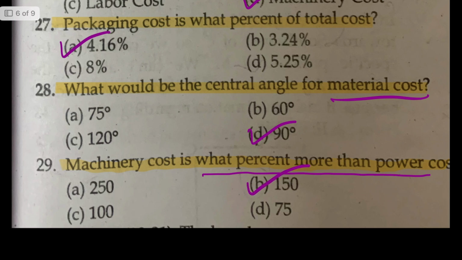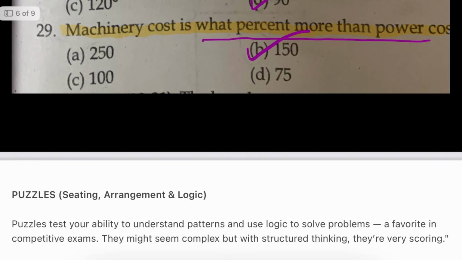As you can see here, we got the answer. This is how you can do the percentage topic. Even in mathematics or in reasoning, this is the same formula you need to use. It will be very easy.